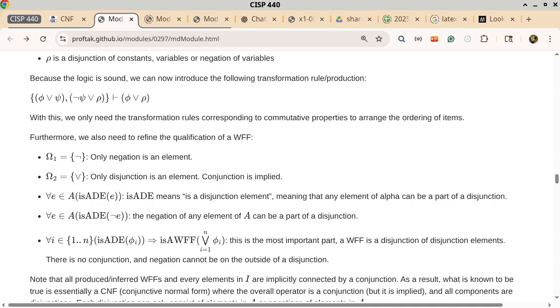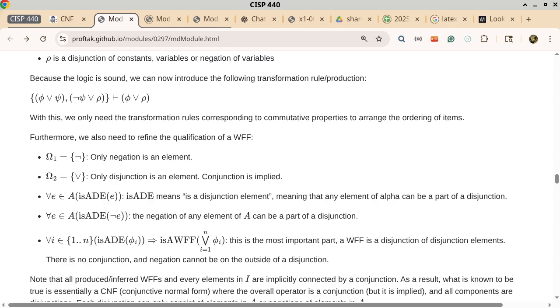Right, okay, so not disjunctions. We have a bunch of phi of i, and each one is a disjunctive element. We have n of those things. If I can get a bunch of expressions, each one being a disjunctive element, then I can make a disjunction out of those things. And the disjunction of all of these things that can appear in the disjunction, that disjunction is well formed. Okay, so let's take a step back and see if we have any questions about that.